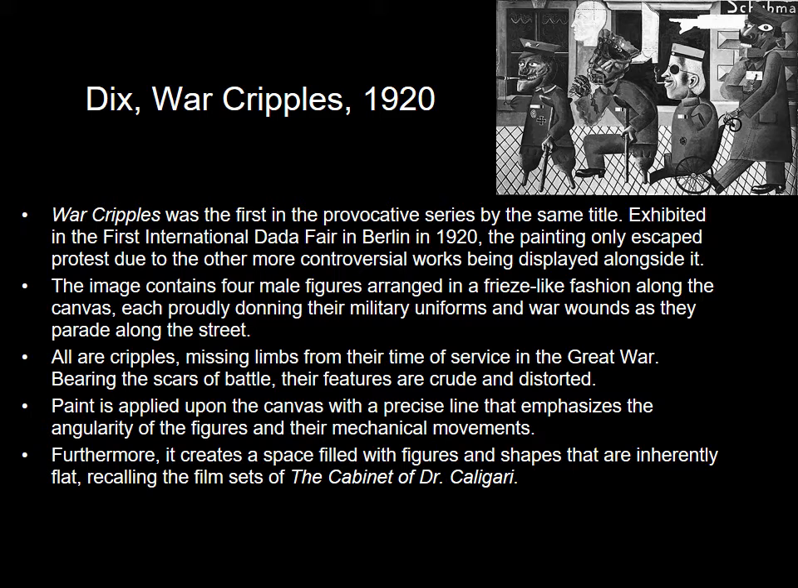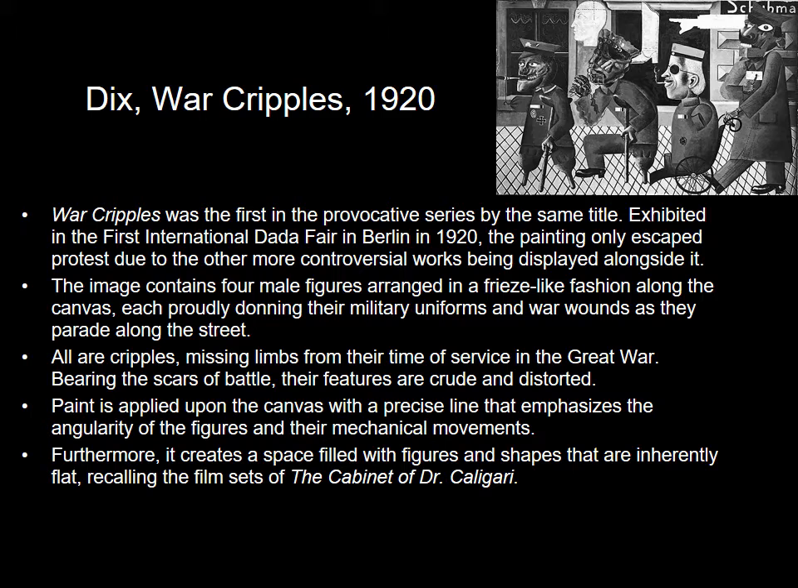So I'd like to talk a little bit more about War Cripples from 1920 and review some of the main ideas. So War Cripples was the first in a provocative series by the same title by Dix. This was exhibited in the first International Dada Fair in Berlin in 1920. The painting only escaped protest due to the other more controversial works that were actually being displayed alongside it. So the image itself contains 4 male figures arranged in a frieze-like fashion along the canvas, each proudly donning their military uniforms and war wounds as they parade along the street.